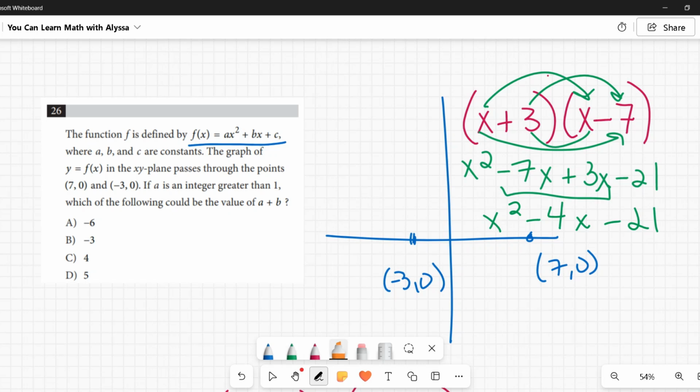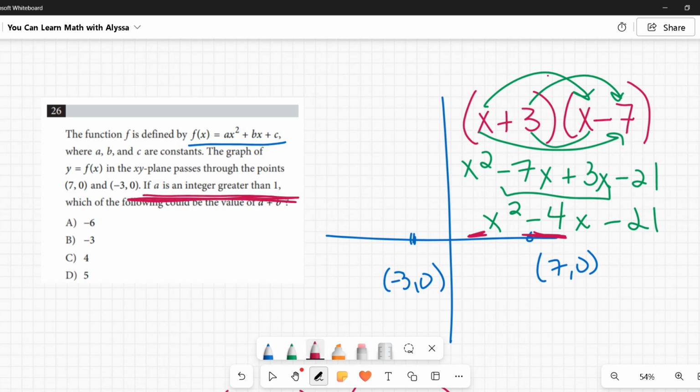Why do I say that? Because they've thrown a wrinkle into this. If you just glanced back at this point and said, what's the value of a plus b? You go, all right, a is 1, b is negative 4, add those together, negative 3, that's my answer. No, it's not. Why isn't it? Because of this right here.